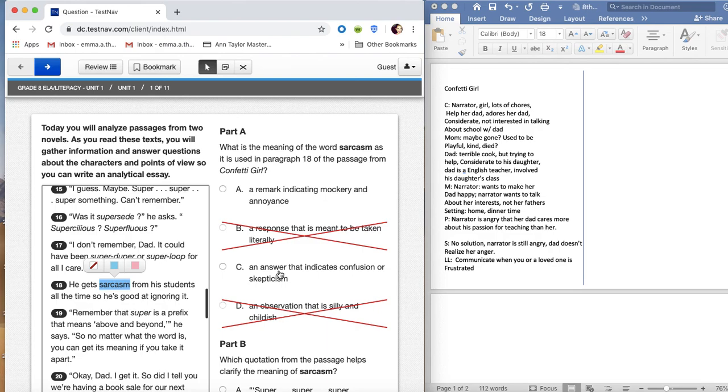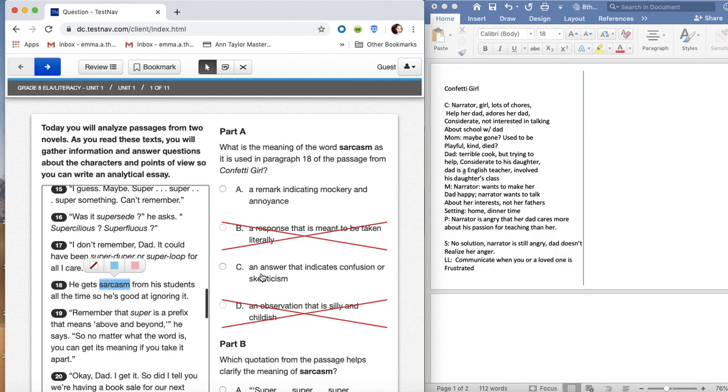So let's go back in and model that. It says, "I don't remember, Dad. It could have been super duper or super loop for all I care." He gets sarcasm. Let's plug it in. He gets a remark or comment that's mocking or making fun of or annoyance from his students all the time. So he's good at ignoring it. Well, yeah, it is kind of like she's making fun of him, and it is kind of like her being annoyed at him. So that definitely could be it.